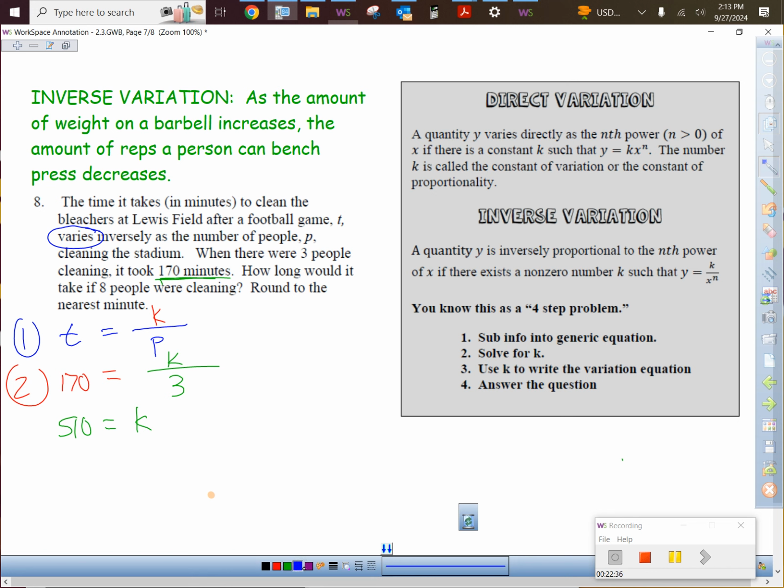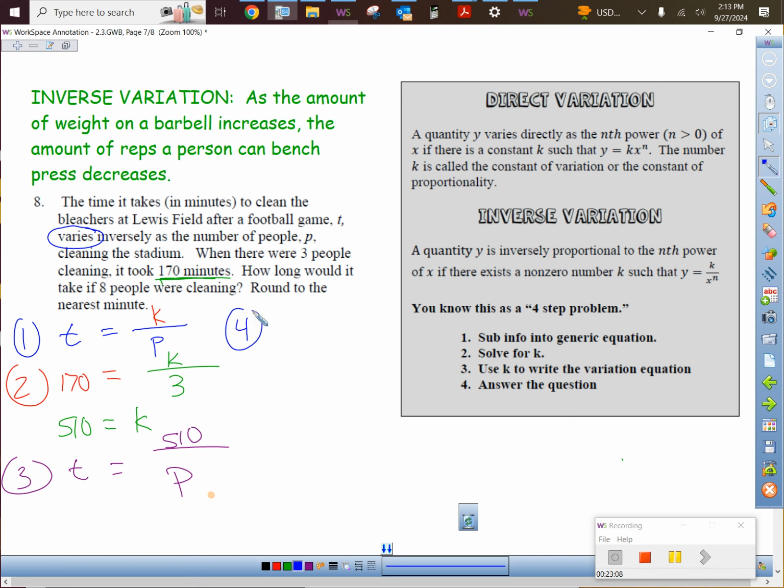And of course, we've got to do the caveat, assuming everyone's working at the same rate. Nobody's working harder than others. The people aren't children, you know, because children can't work as fast as an adult does or anything like that. But K is this constant of variation. Step 3, start over. 510 over P in this case. So we start over. Step 1 is exactly the same. But where there was a K, we put 510 in its place.